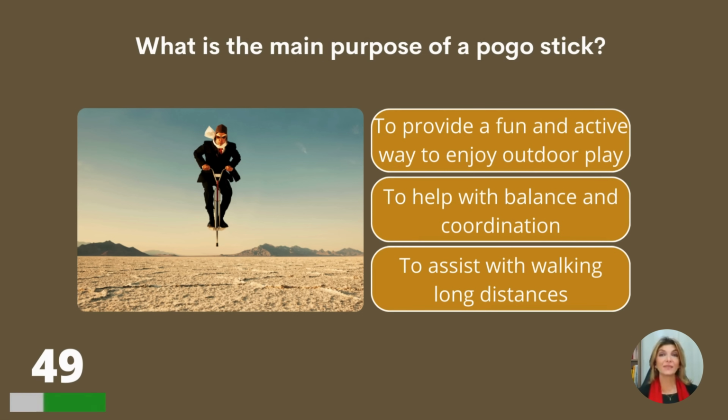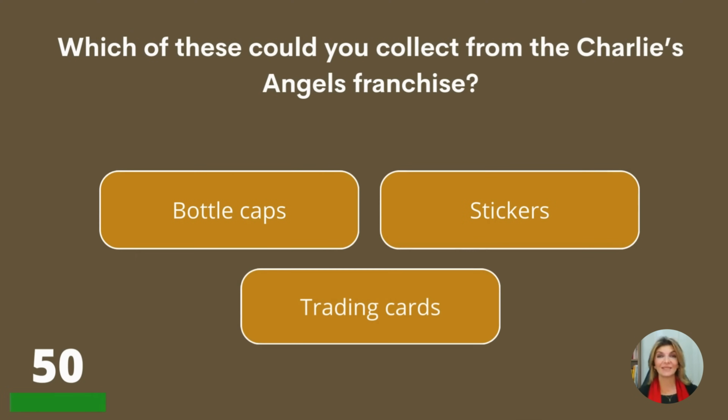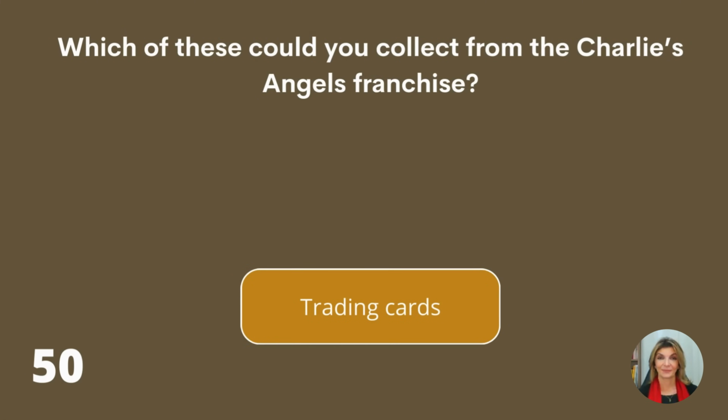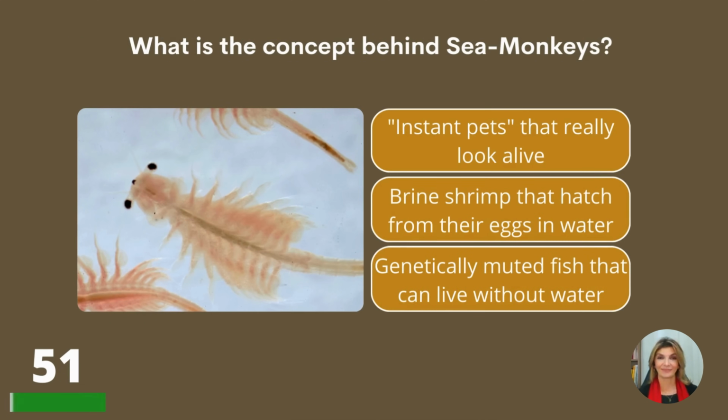What is the main purpose of a pogo stick? To provide a fun and active way to enjoy outdoor play, to help with balance and coordination, or to assist with walking long distances? To provide a fun and active way to enjoy outdoor play. Which of these could you collect from the Charlie's Angels franchise? Bottle caps, stickers, or trading cards? Trading cards.